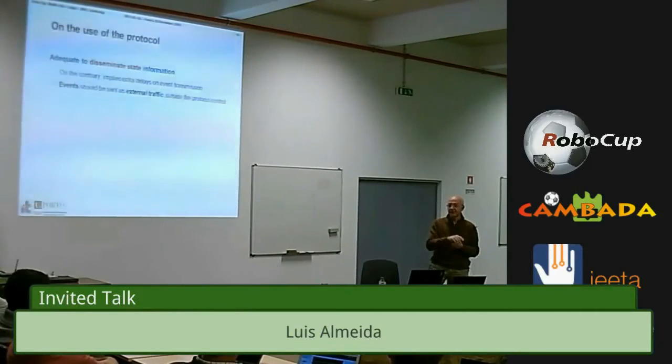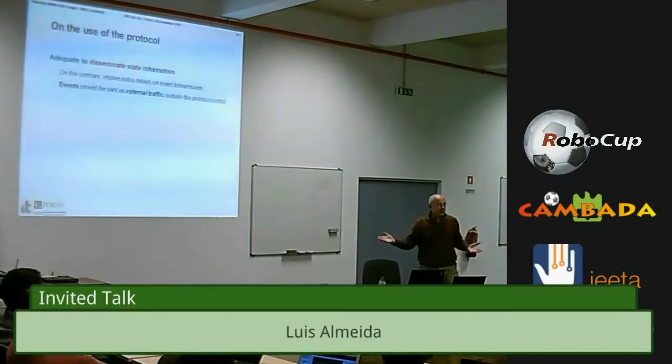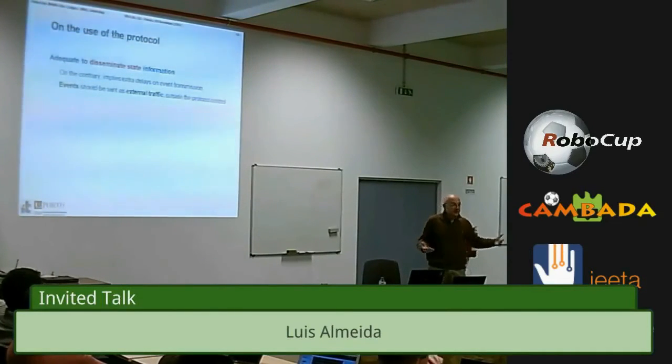You remember when Kambada was using this conversion, that when there was a stop from the referee box, Kambada was normally moving like 0.5 meter more until they could stop, because at the time the events were converted into state and transmitted inside the RTDB. But they can be transmitted as external traffic, right? And external traffic is still possible. I mean, the other team is using it, so you can also use it. So when you have commands, you can send your events, and you can even send your events with retransmission approaches or with explicit acknowledge to make sure that it's a reliable command.